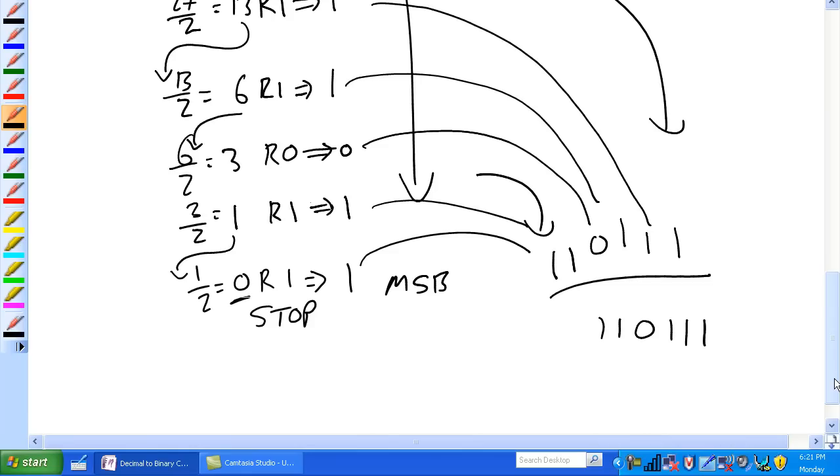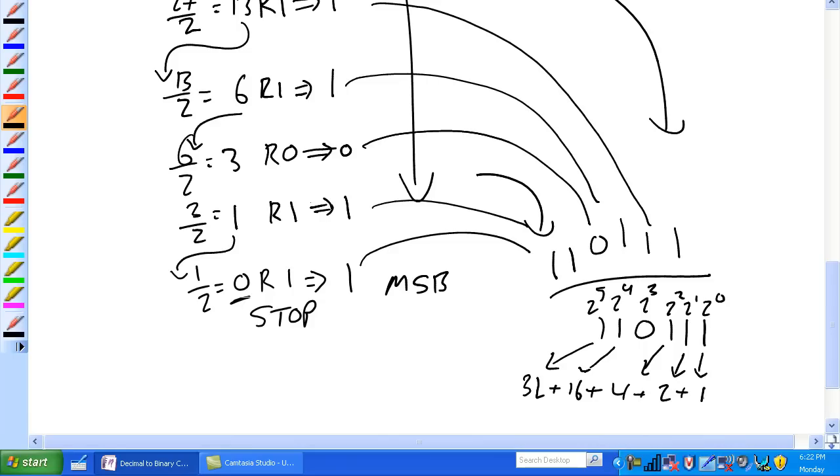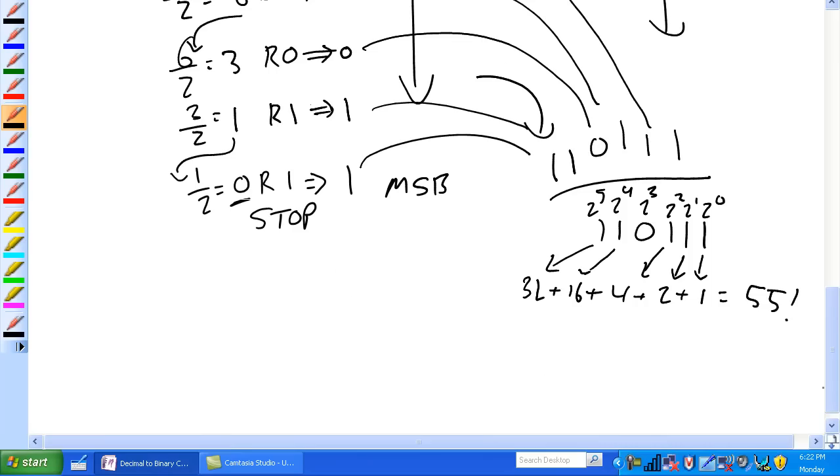So you should be able to check your work. 2 to the 0, 2 to the 1, 2 to the 2, 2 to the 3, 2 to the 4, 2 to the 5. So that's 32, 16. Don't worry about 2 to the 3, which is 8, plus 4, plus 2, plus 1. Oh my gosh, it's 55.